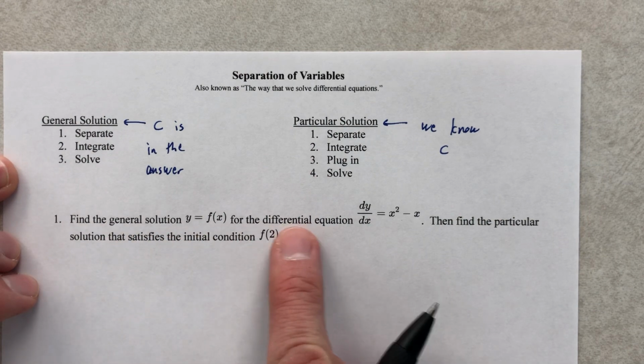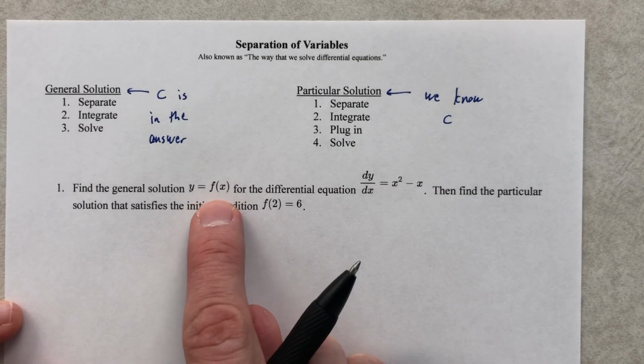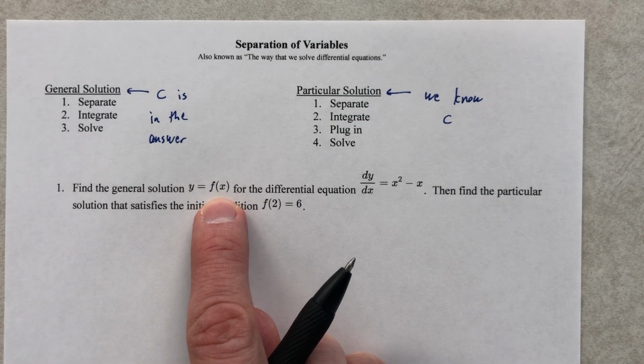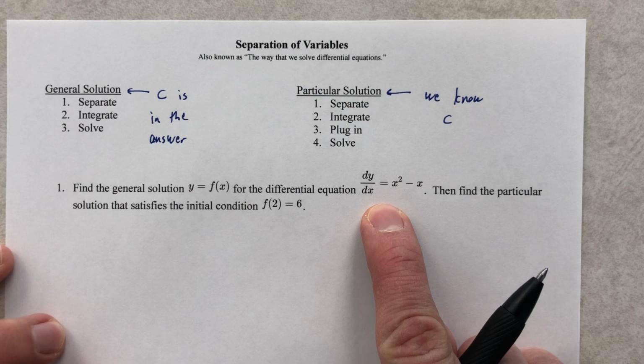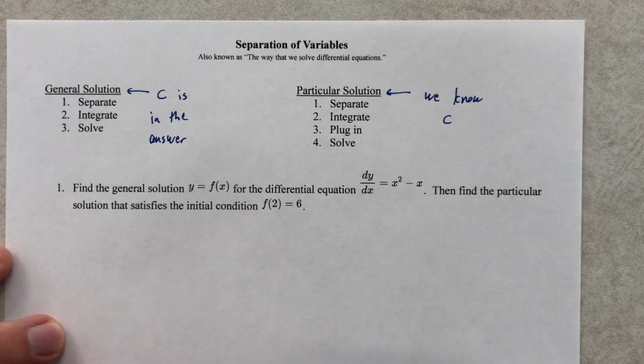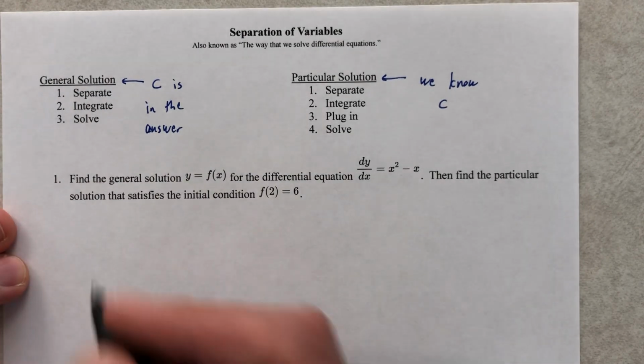Find the general solution, y equals f of x. They'll often word it that way. So we're going to just solve for y, and that is our function, for this differential equation, which is slope. And then the second sentence is a different question, so different thing to do. We're going to leave that one until next Tuesday, depending on what day you're watching this video.